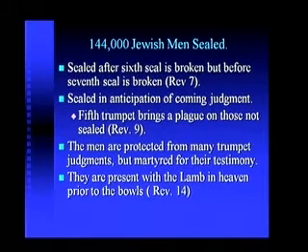The 144,000 Jewish men who were sealed are sealed after the sixth seal is broken, but before the seventh seal is broken. They are sealed in anticipation of a coming judgment. The fifth trumpet brings a plague on those who are not sealed, showing a chronological and sequential progression. The men are protected from many trumpet judgments, but are martyred for their testimony. Then in chapter 14, we see that they are present with the Lamb in heaven prior to the bowl judgments.